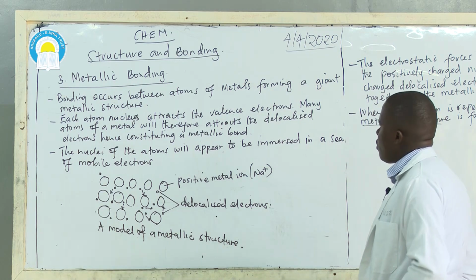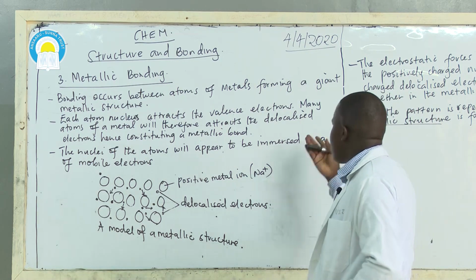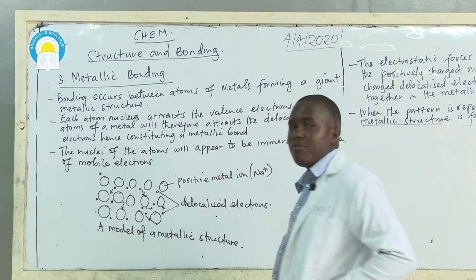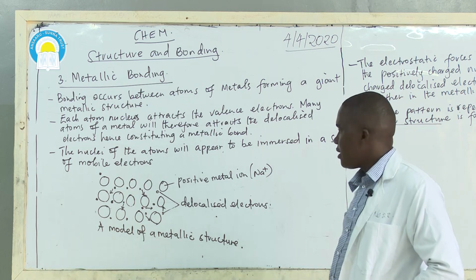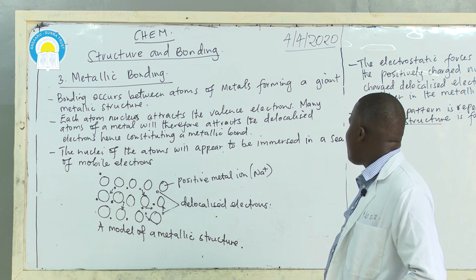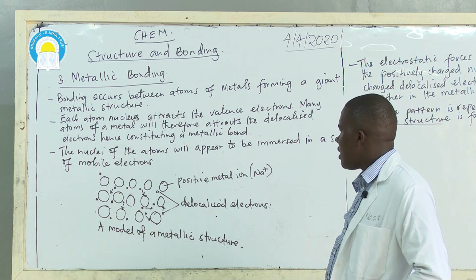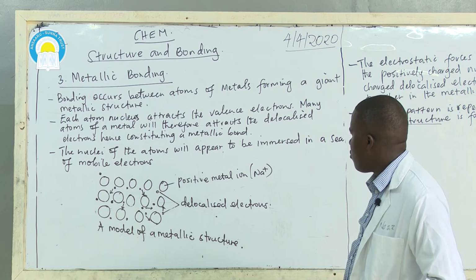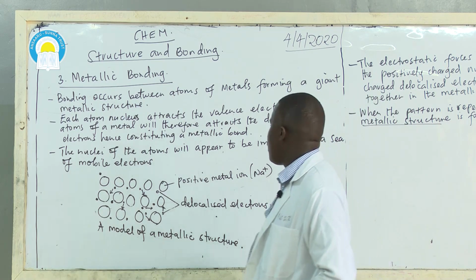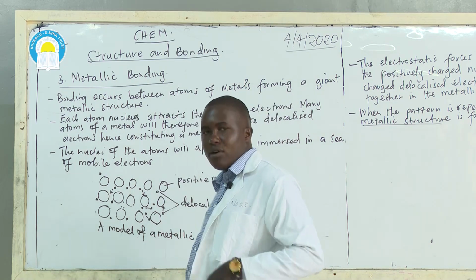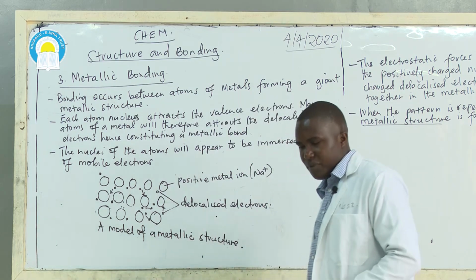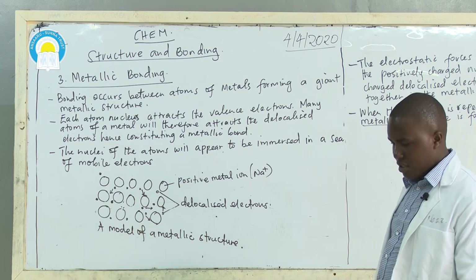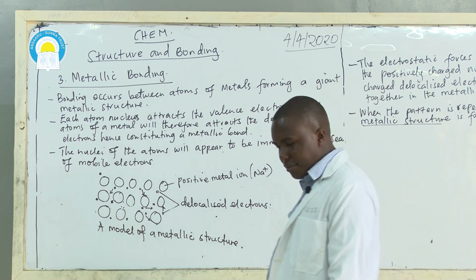So each atom nucleus will attract the valence electrons, and when there are many of these atoms, their nuclei will therefore attract the delocalized electrons, hence constituting a metallic bond. So the nuclei will appear to be massed in a sea of electrons. So that is how metallic bond is formed.